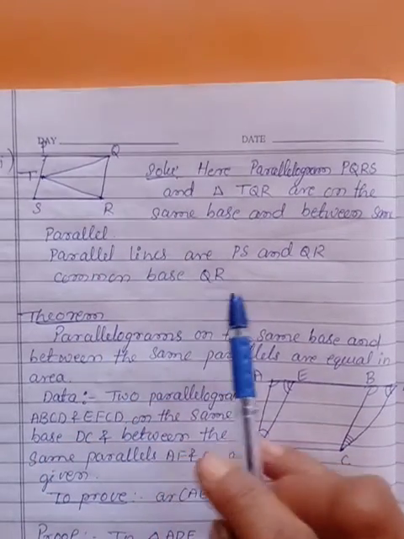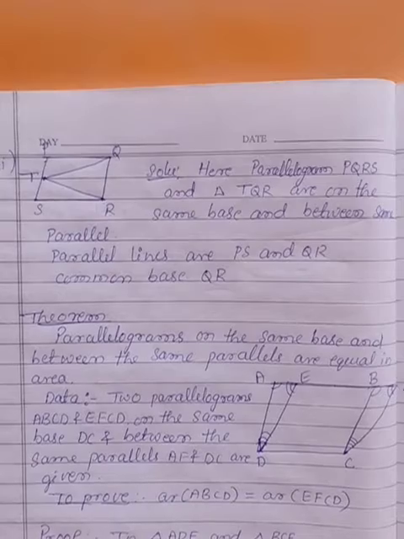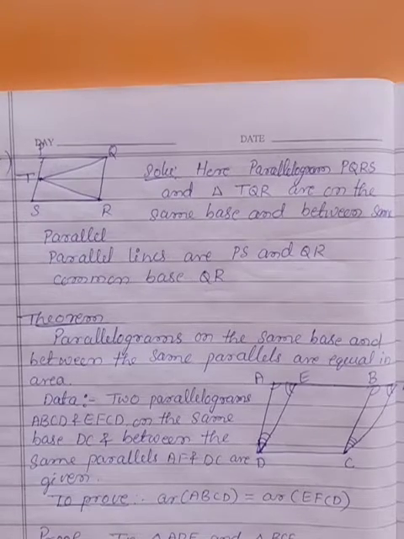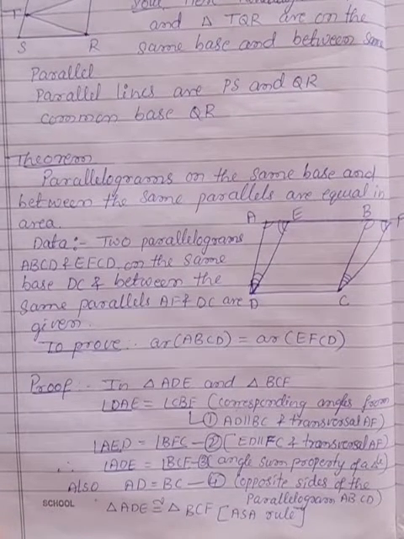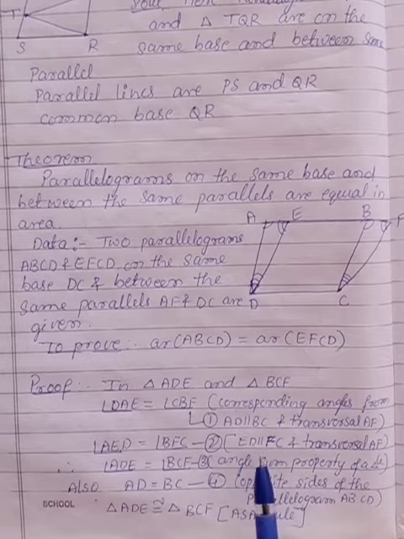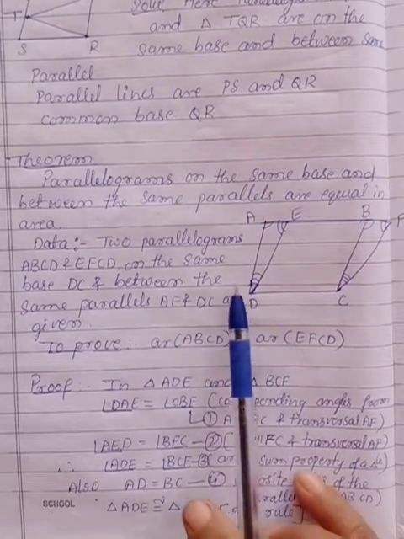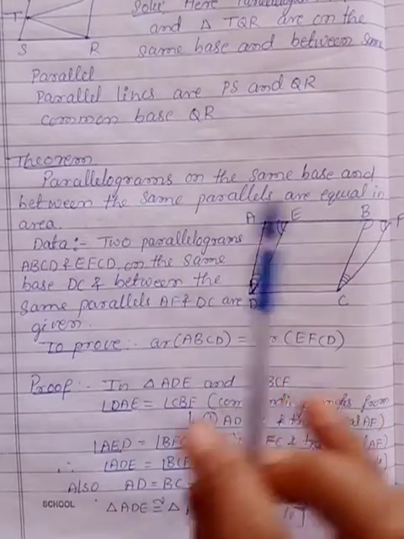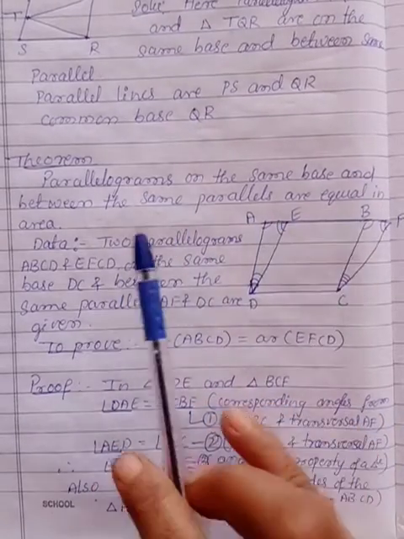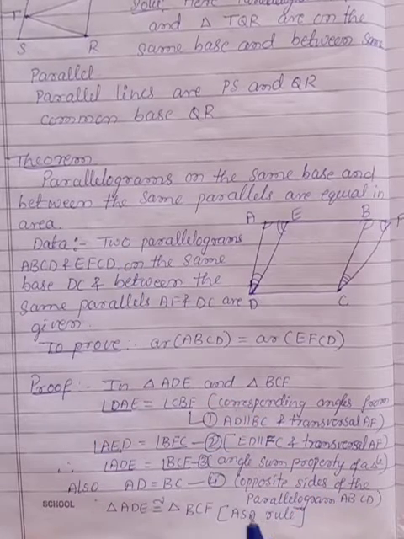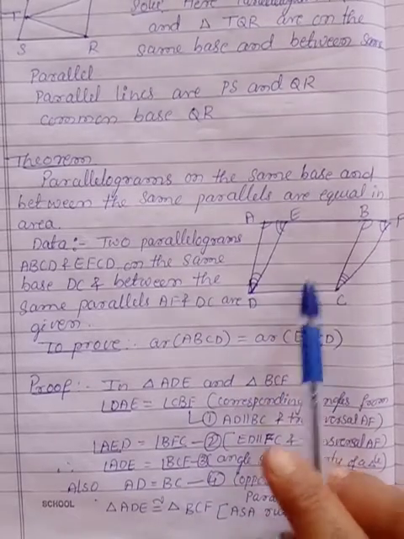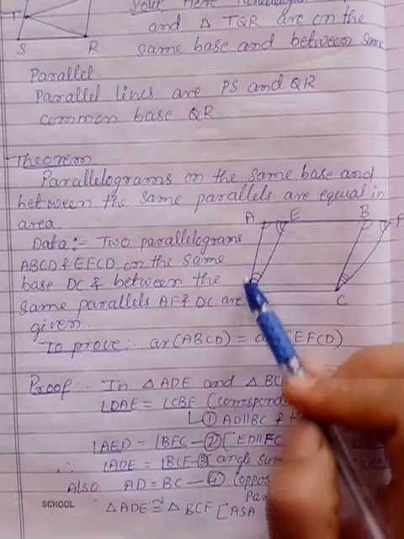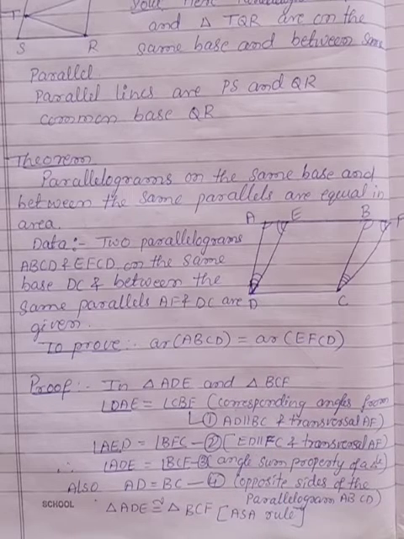Okay, base is QR, parallel lines are PS and QR. So one of the very important theorems, which is required for your future also, is the area of parallelograms theorem. What is the statement of this theorem? Parallelograms on the same base and between the same parallels are equal in area. It says that if any two parallelograms are on the same base and between the same parallels, then the areas of those parallelograms will be equal.